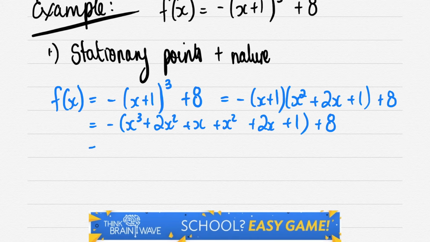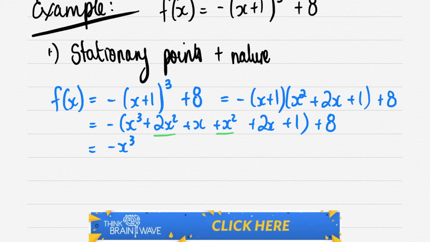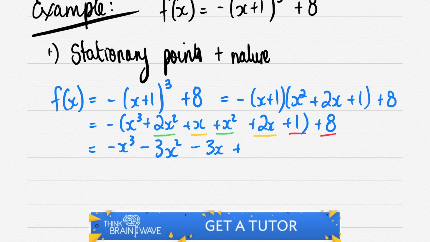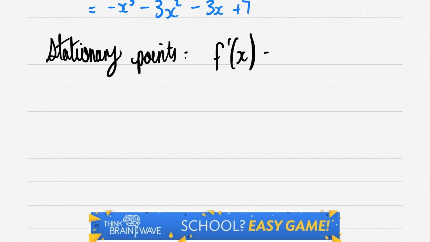Let's group our terms together. You can see you've got your negative x cubed, you've got 2x squareds, so that'll be plus 3x squared, but because of the negative it becomes minus 3x squared. The same goes for the x and the 2x, which becomes minus 3x, and that plus 1 becomes a minus 1, so you'll have 8 minus 1 makes 7. I'm writing it down here as you can see.